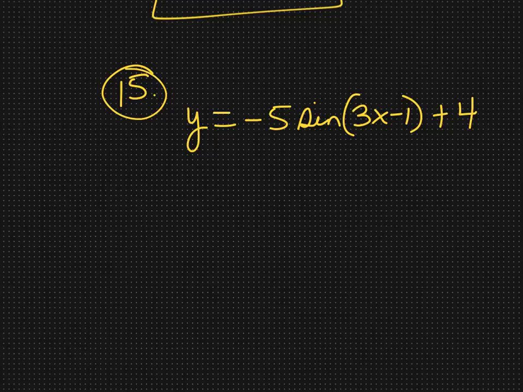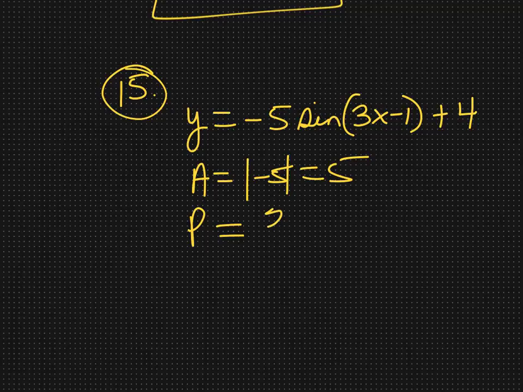Okay, so the amplitude here, the formula with absolute value of A, which in this case is the absolute value of -5, which is 5. The period for the sine or a cosine function is 2 pi over k, or 360 over k if you're in degrees. What's the k here, Natalie? 3. That's right. So we have a period of 2 pi over 3 radians.